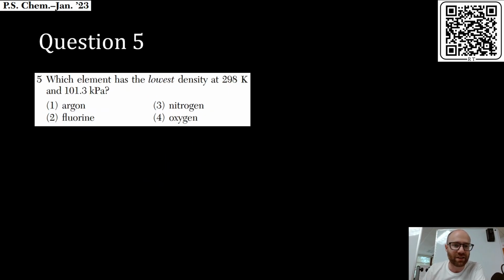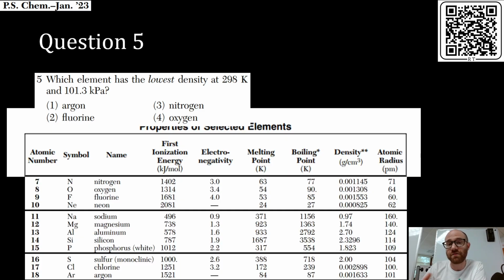Which element has the lowest density at 298 K and 131 kilopascals? I've copied over a section from table S for you here. It got a little chopped off by the question. You can look at this question without going to table S, but table S does list the density of each element, and it is not necessarily at those temperature and pressure conditions, but as temperature and pressure fluctuate, density will fluctuate in a similar fashion. So if it's lowest at one condition, it's lowest at all conditions.